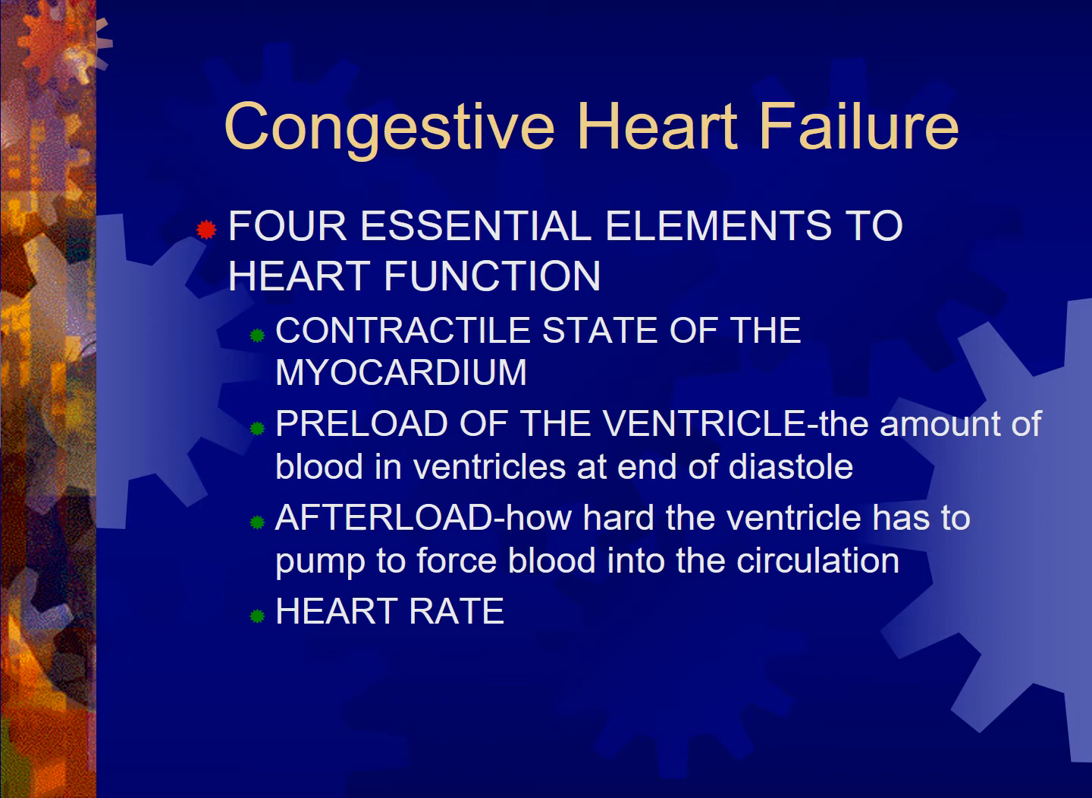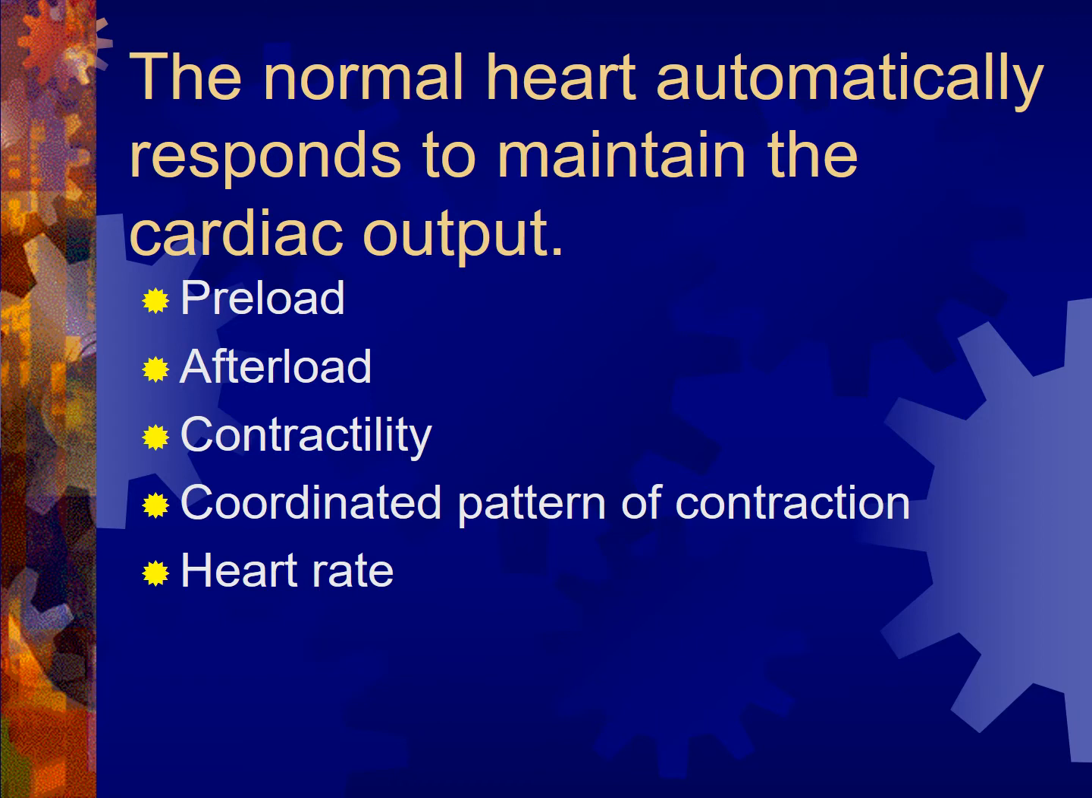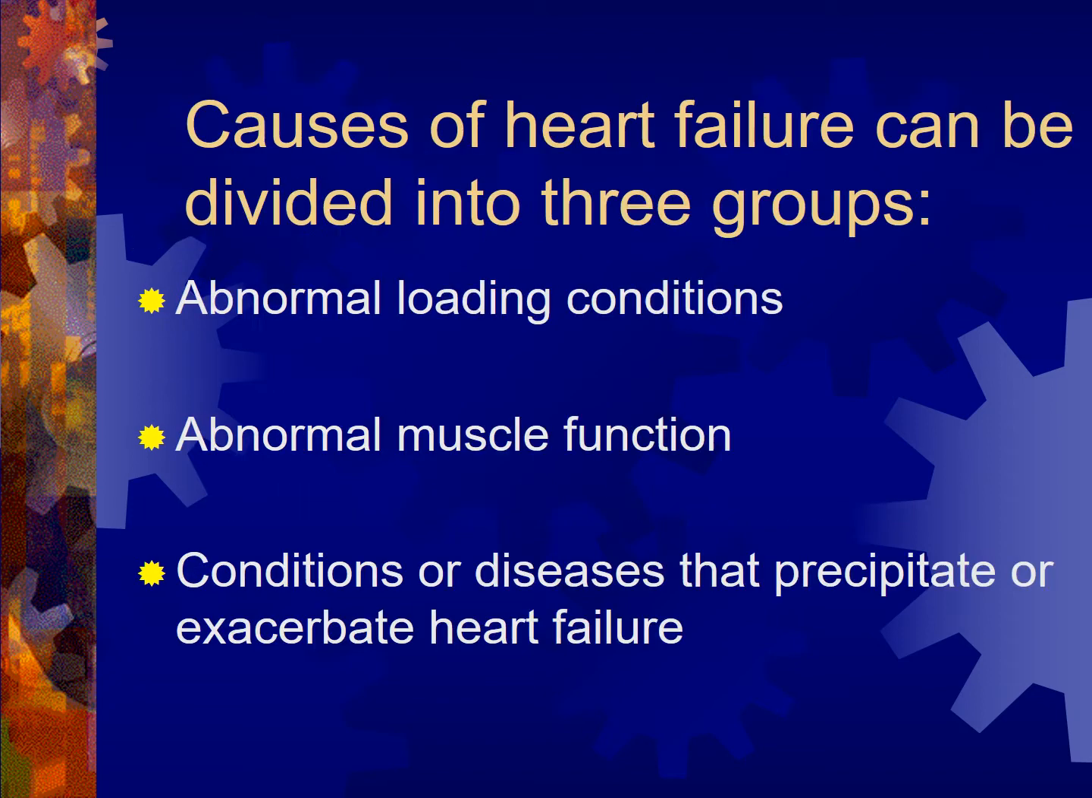And also another element would be the heart rate, how fast it is pumping, because remember, if you have a higher heart rate as well as a higher blood pressure, problems can occur because your atrial kick does not produce enough blood, which is oxygenated, to the body. So the normal heart automatically responds to maintain the cardiac output, and that's through these different things: the preload, the afterload, how it contracts, the coordination pattern of the contraction, and also the heart rate.